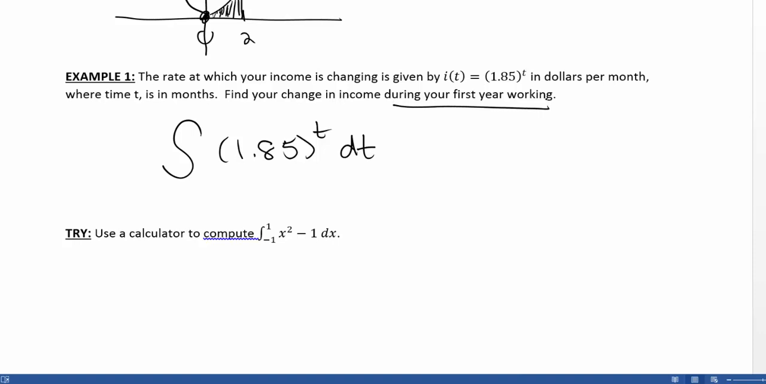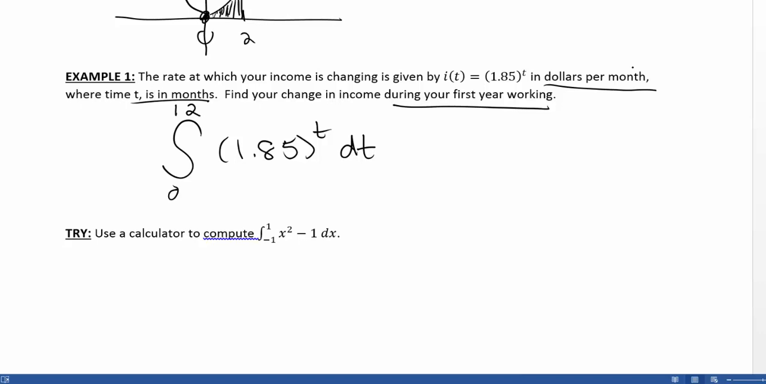We need to be a little bit careful here because time is in months. So 1 year is going to be 12 months. We need to set up our bounds from 0 to 12 because we need the units of our independent variable to match the units of the rate that we're integrating. We're going to plug this function in to determine how much our income changed, because remember, when you integrate the rate, it tells you how much the original function changed based on how the rate itself is changing.